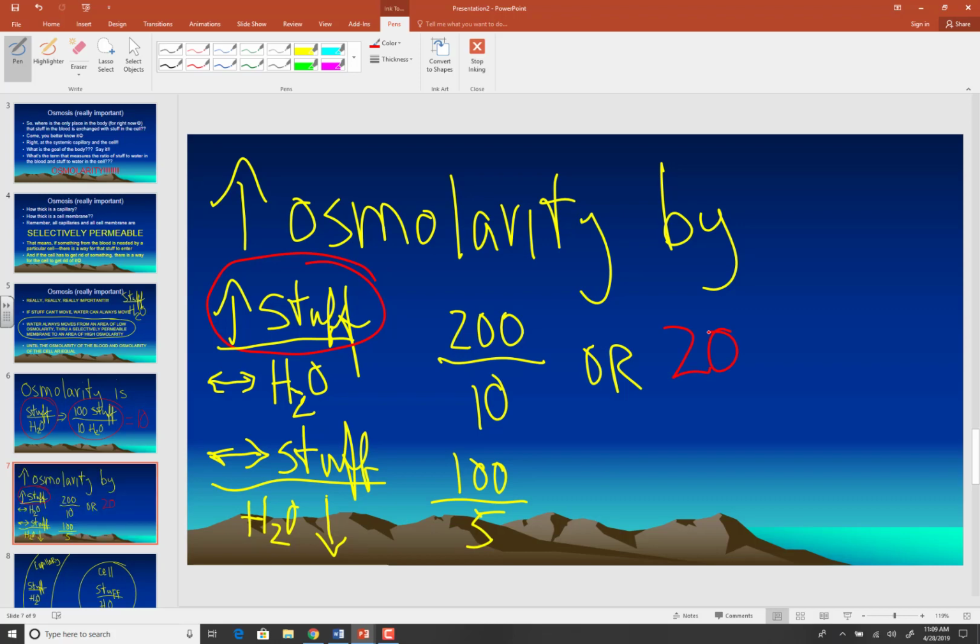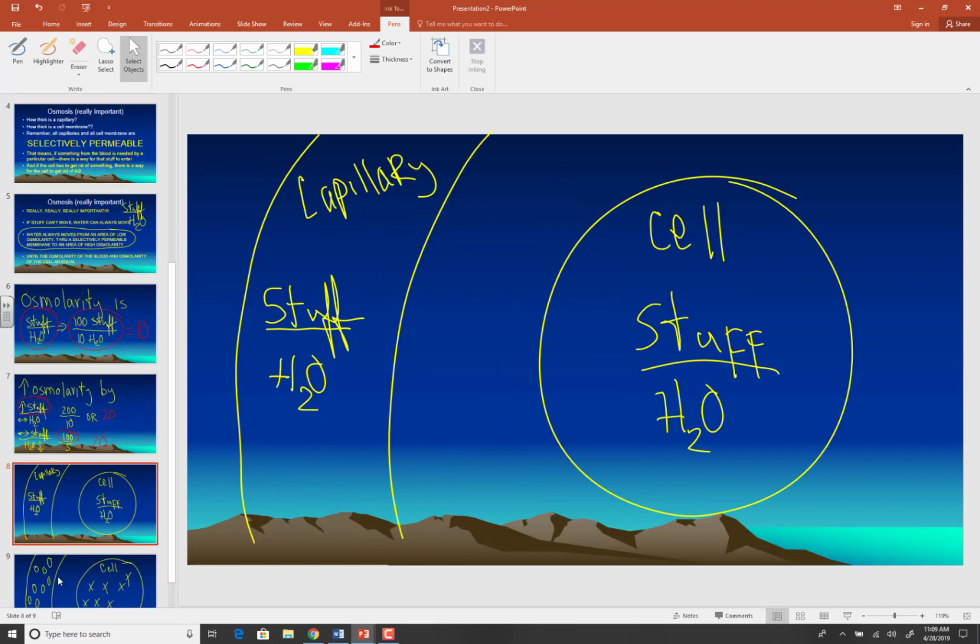Or you can keep the stuff the same and decrease the water. Look, we kept the stuff the same, but now we've just decreased the water, and that still comes out to 20. So that's how you can increase osmolarity. Same goes for decreasing it, right? Now look, real simple picture.